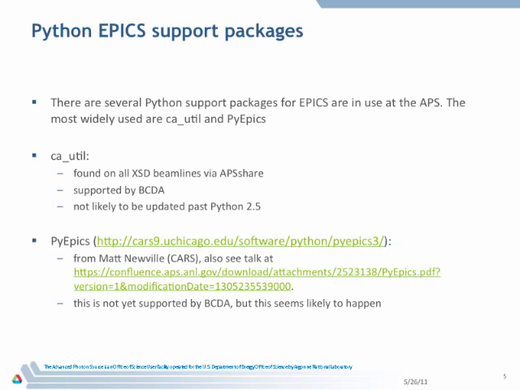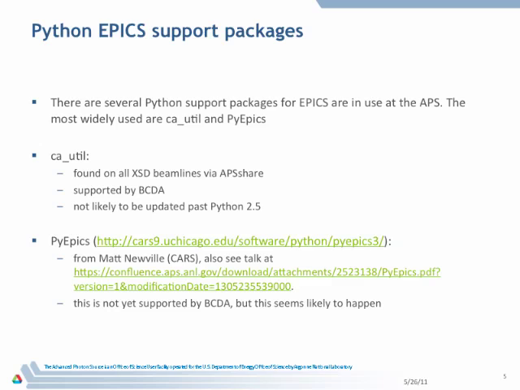Not all beamlines have APS share mounted, but all beamlines that have APS share mounted have access to this. I will point out that CAUtil is not likely to be updated past Python 2.5. Fair statement? Okay.